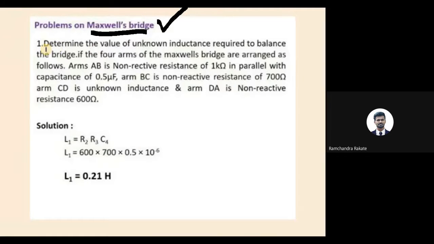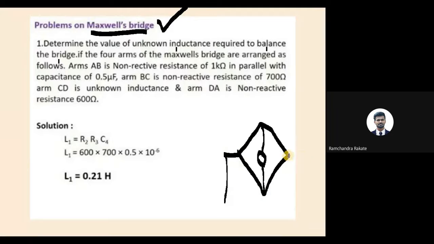What they are saying: determine the value of unknown inductance required to balance the bridge. It means your bridge will get balanced when it shows null deflection. Definitely it will show null deflection, and to achieve that, I need to vary my inductance. That value we are going to find out. This is the agenda.